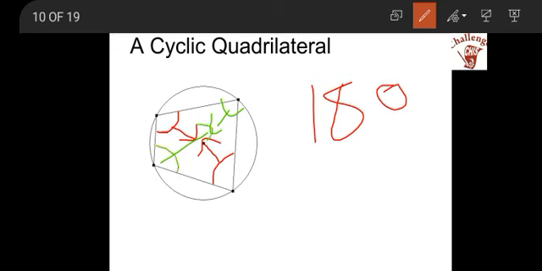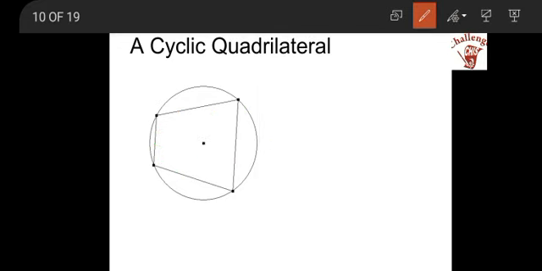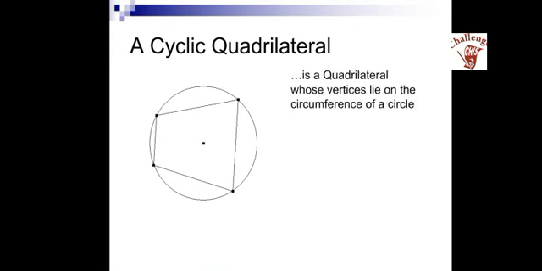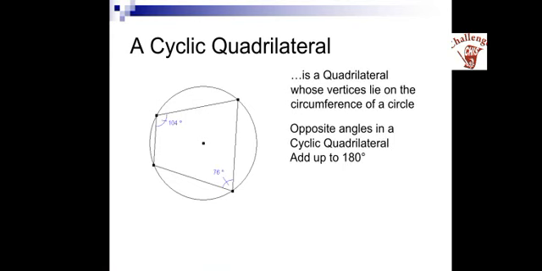Then we can add up to 180. That means it's very easy to find the missing angle if this angle is given. So easily we can find this just by adding those together to 180. Also this. So let's see a typical example to this. Before that, say that the opposite angles in a cyclic quadrilateral add up to 180.